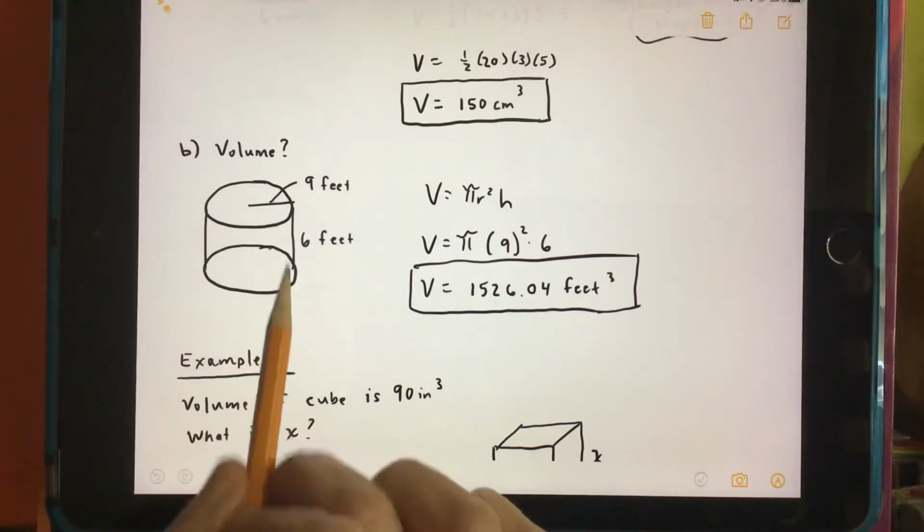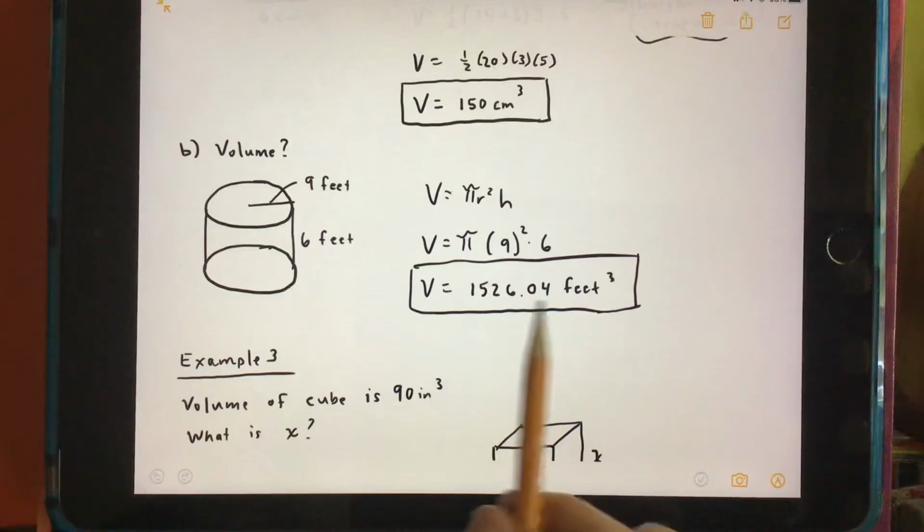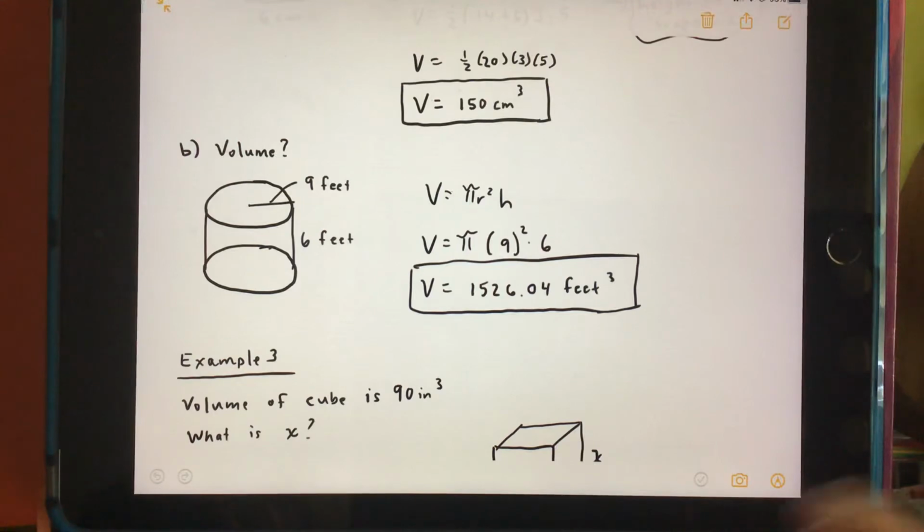That is the distance between the two bases. And we'll use our calculator to work all that out. And we will get approximately 1,526.04 feet cubed. And remember, if you're using the pi button on your calculator, if it exists, then your answer will be slightly different than what you see here. I'm always using 3.14 for the value of pi, which is not as accurate as the pi value in a calculator that has a pi button.